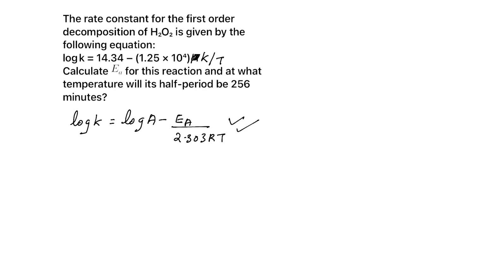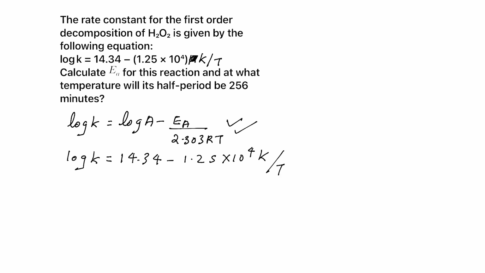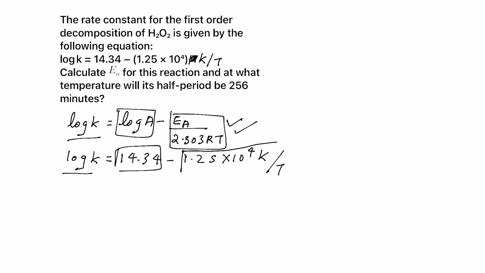Now see, write the equation in the question. Log K is equal to 14.34 minus 1.25 into 10 raised to 4 K by T. Correct? If you check these two equations, you can see that they are exactly similar and comparable. See, log K. Here you can see the log A value, right? Minus is there. Now Ea by 2.303 RT can be compared with 1.25 into 10 raised to 4 K by T. Got it right? It is similar and comparable.